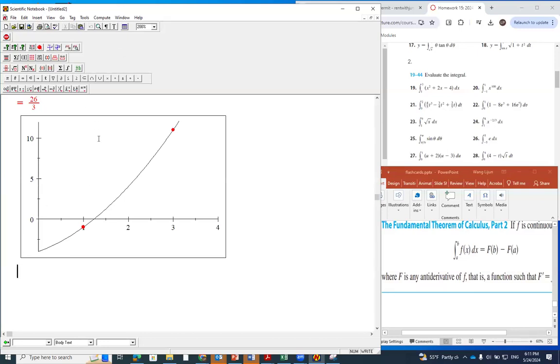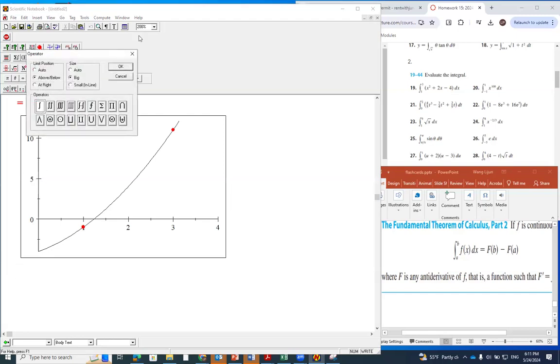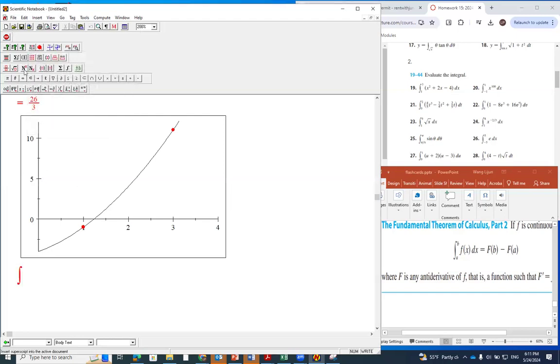Okay, so let's look at 23, and this time we're integrating from 1 to 9 the function root x dx. Okay, so this time we can go a little faster. And it's the area underneath the curve between 1 and 9.